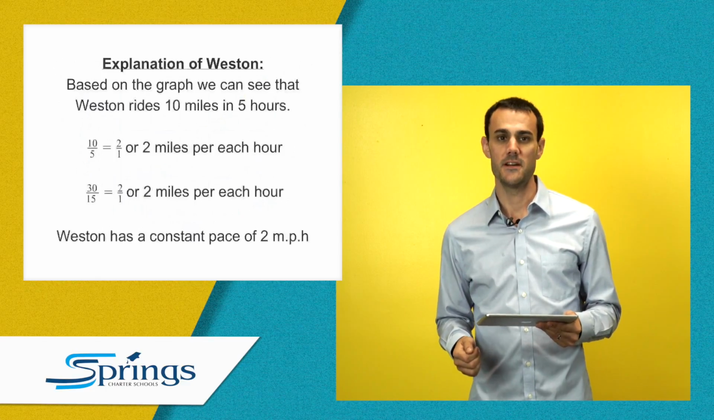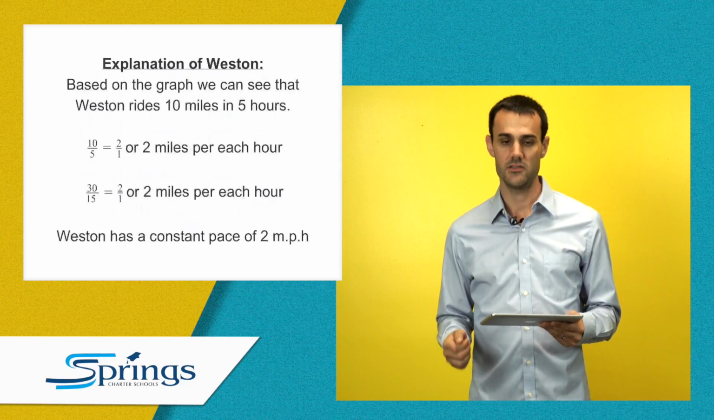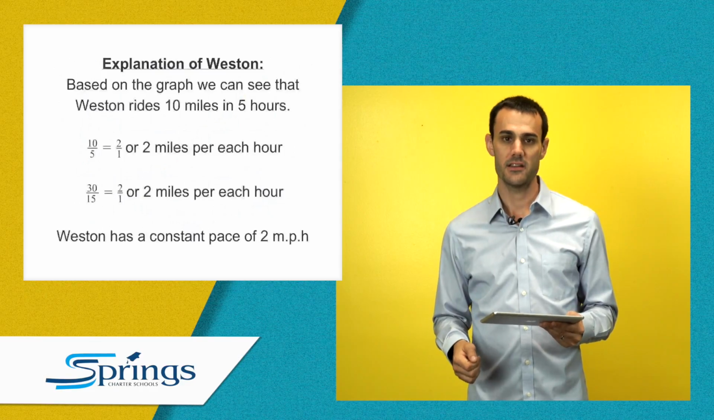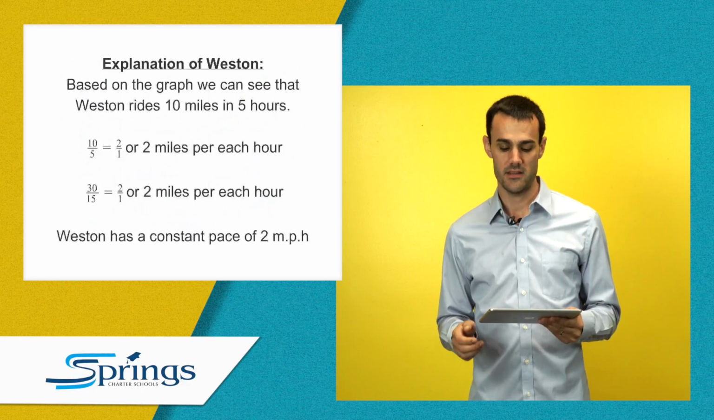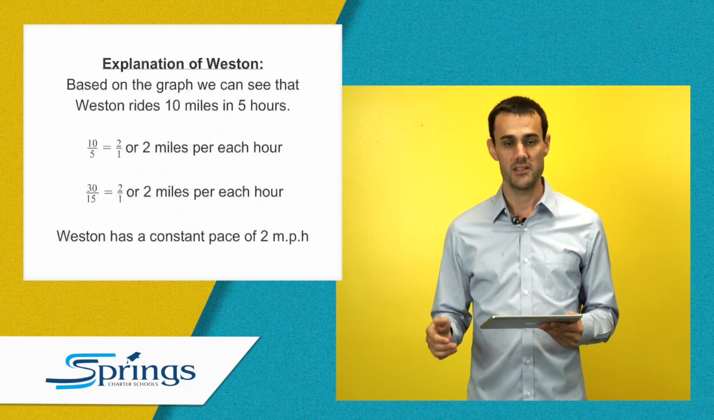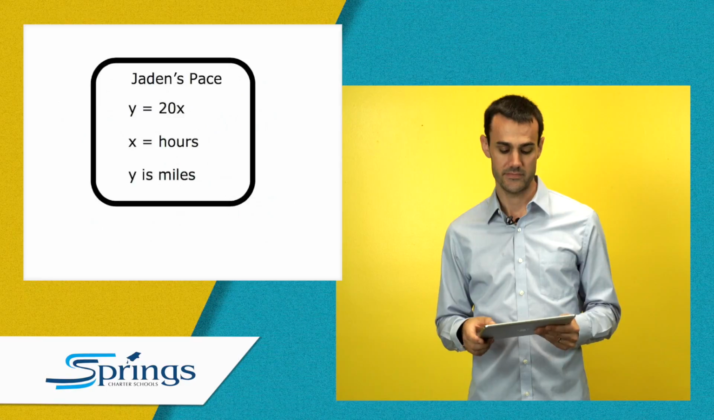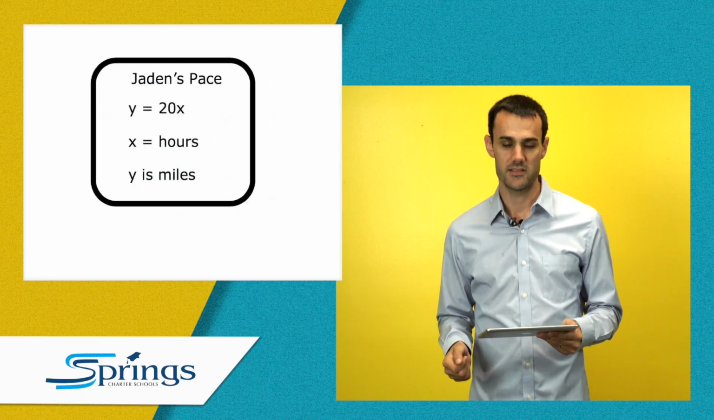So again, we see here that he is still riding at that constant pace of 2 miles per each hour. So we can say with confidence now that he rides at 2 miles per hour. Really, he's riding at a very slow pace. Hold on to that information while we take a look at his friend Jaden's pace.